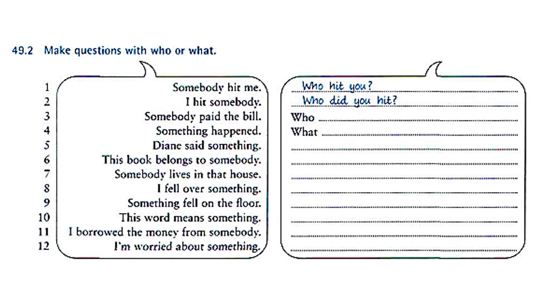Diane said something. We can have 2 questions. What did Diane say, or who said something? This book belongs to somebody. To whom does this book belong? Somebody lives in that house. We ask about who, so we can use who lives in that house.